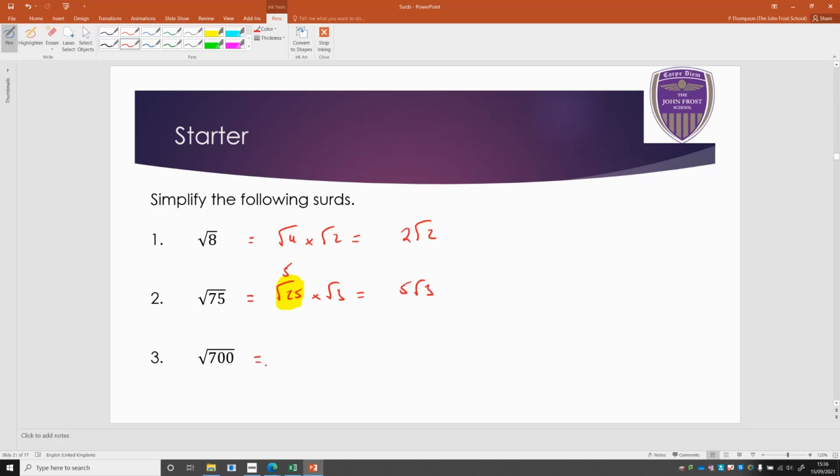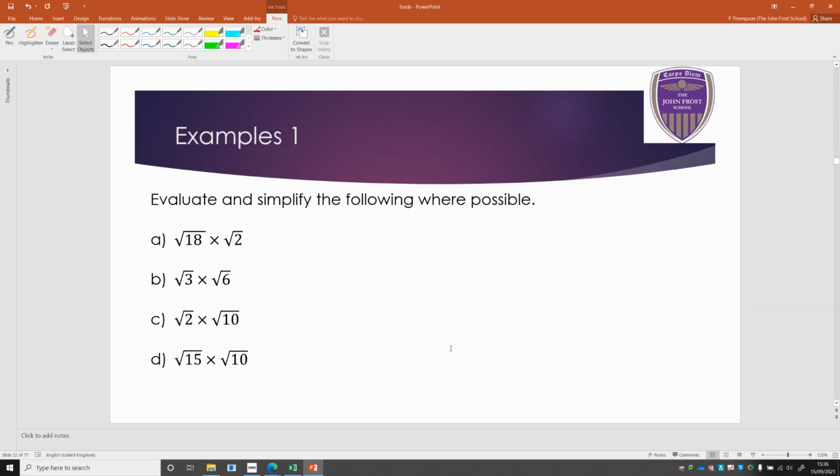And lastly, remember, if a number ends in 2 zeros, that's good news, because this is in the 100 times table. So 100 times 7. And root 100 is 10. So it's 10 root 7. Okay. So here are the examples for multiplying. We'll do dividing a bit later on. Pause the video, have a go, come back when you're ready.